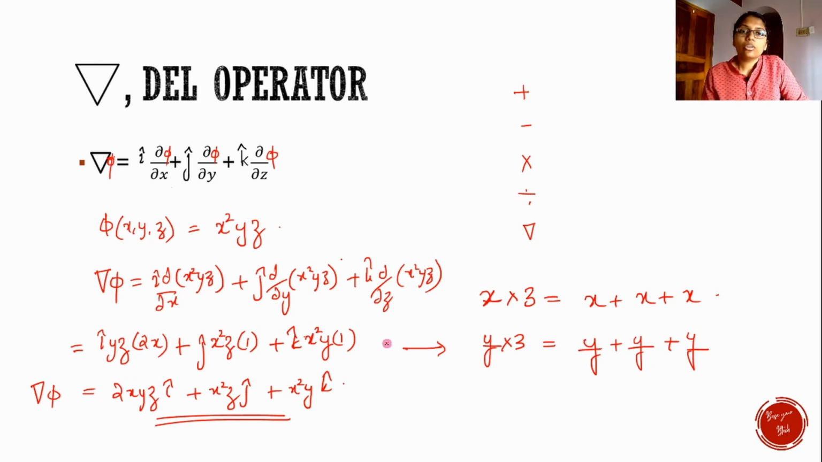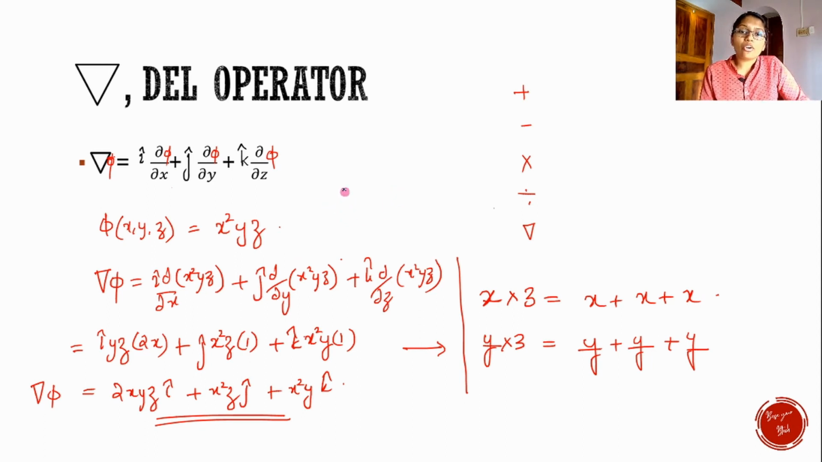So, phi is a scalar quantity, and once we took the del operator for that scalar quantity, we get a vector quantity. See, phi is a scalar quantity because it lacks i, j and k, isn't it? Once we take a del operator for that scalar quantity, we get a vector quantity. Now, what does this del phi indicate?